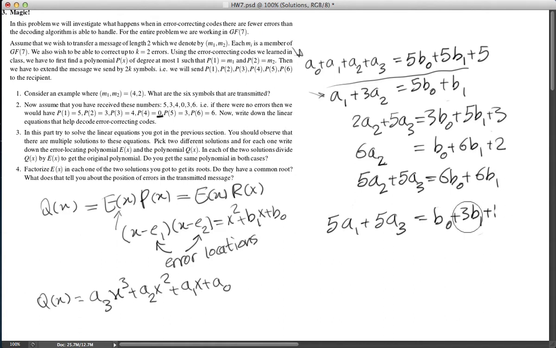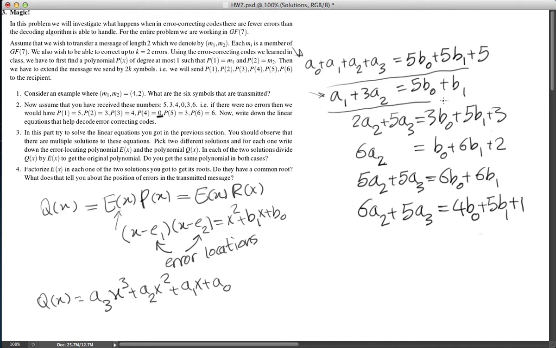And finally, for the last equation, if we subtract 5 times the second equation from it, what we're going to get is 6 times a2 plus 5 times a3 is equal to 4 times b0 plus 5 times b1 plus 1. Okay, now we're done with this second equation.